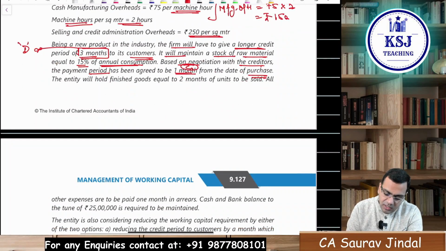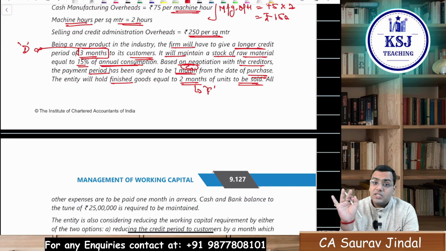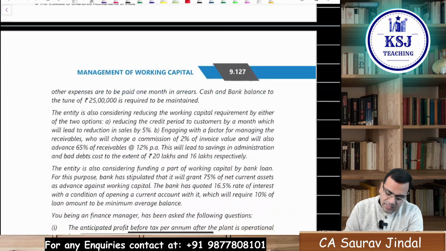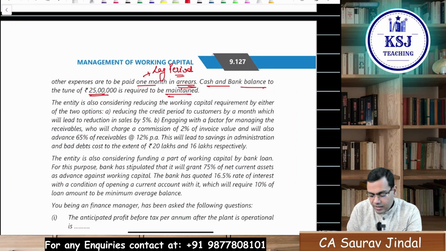The entity will hold finished goods equal to 2 months of the units to be sold. So this is your value of F. That at the end of the year, in the closing stock also, and at any point of time, you have a finished goods stock equal to 2 months of the units sold. All other expenses are to be paid 1 month in arrears. That is for all the expenses; this is the lag period given to you. Cash and bank balance to the tune of 25 lakhs is required to be maintained. Okay, sir, that cash balance will come under the current assets.